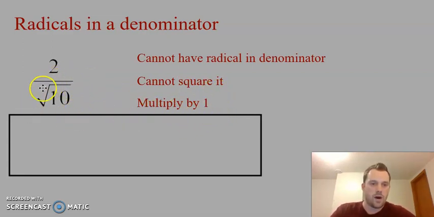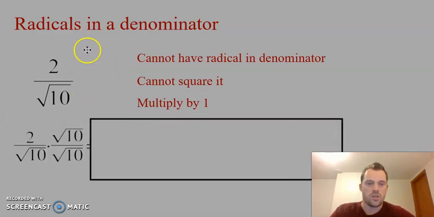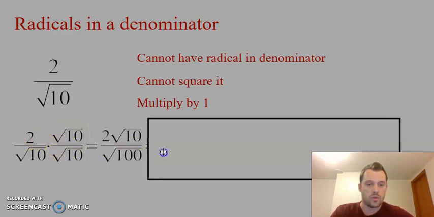If we multiply the bottom or denominator by the square root of 10, then we have to multiply the numerator by square root of 10, because square root of 10 over square root of 10 is the same as 1. That's how we change what this expression looks like without changing its value. When we multiply fractions, we multiply across the top and across the bottom. So our numerator becomes 2 root 10.